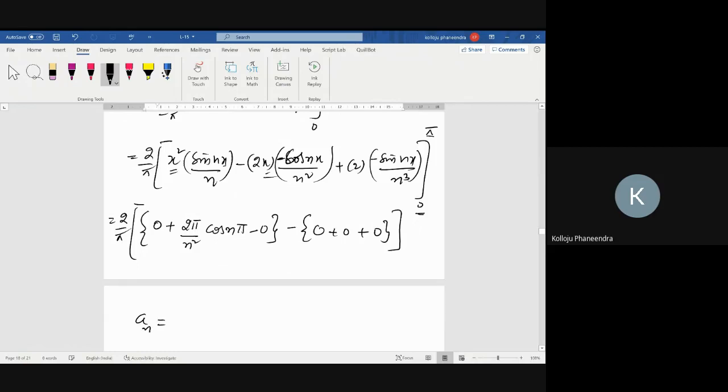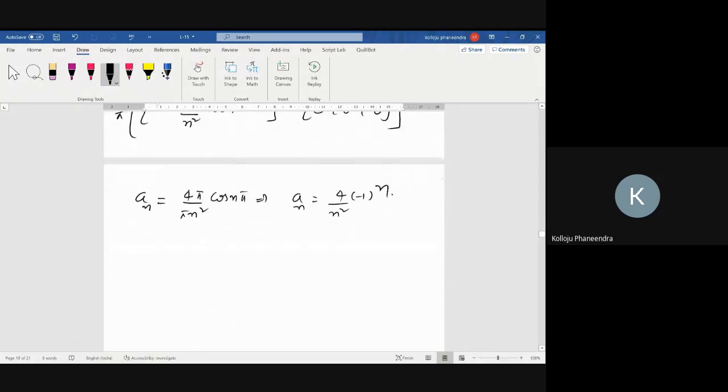So simply, what does a_n become? a_n equals 4 pi by, so pi also cancels, okay, 4 pi by pi n square cos n pi. This implies a_n equals, pi gets cancelled, 4 by n square minus 1 whole power n.